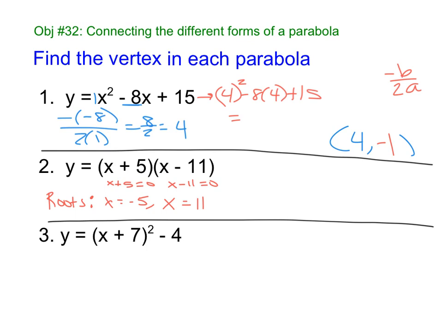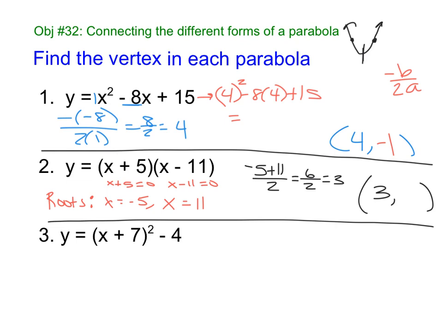Now, why do we do that? Because parabolas are symmetric, right? So if that's my parabola, my roots are here and here. The vertex is halfway between. So now we're going to take our roots and find their average. Negative 5 plus 11 divided by 2. 6 divided by 2 is 3. So my vertex is 3, comma, and then how do you find your y value?